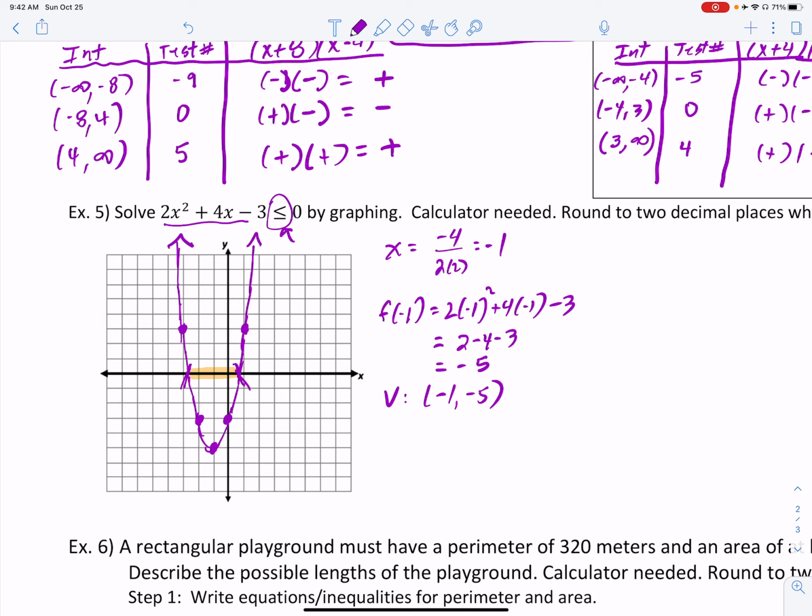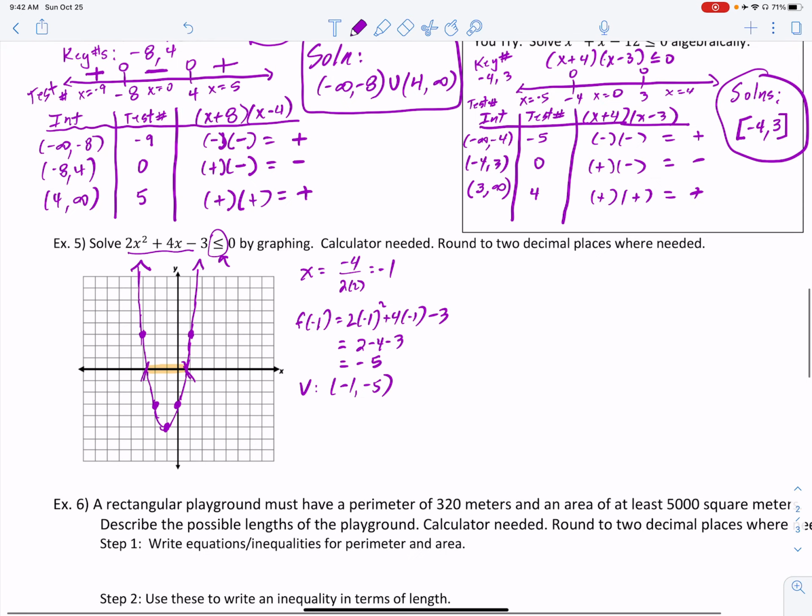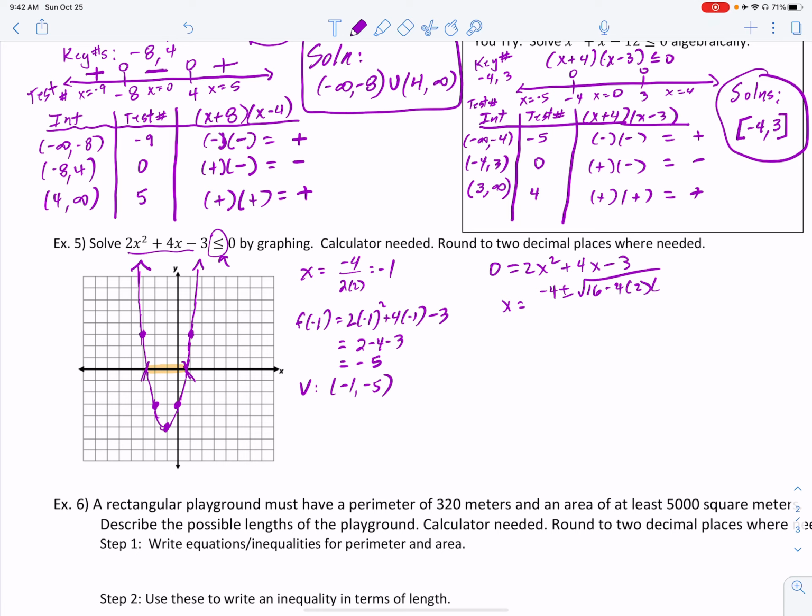Well, guess what? These weren't nice x-intercepts. So we need to figure out what those values are, but we have ways of finding what x values make this 0 when they aren't nice, neat integers. And it's the quadratic formula. So I'm going to use the quadratic formula and plug this in. And notice the 0 equals 2x squared plus 4x minus 3, because that's what I'm trying to find, those boundaries, those x-intercepts.